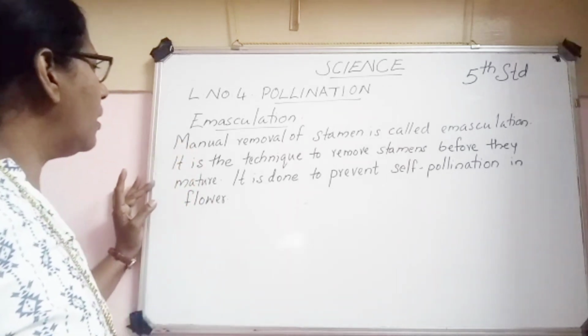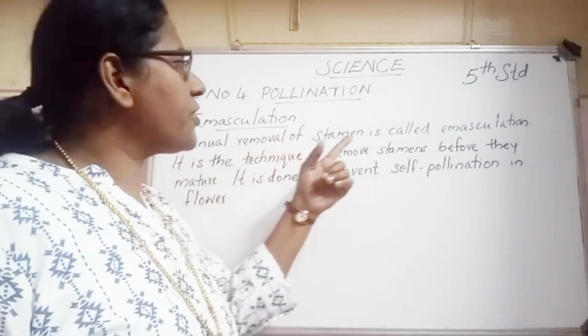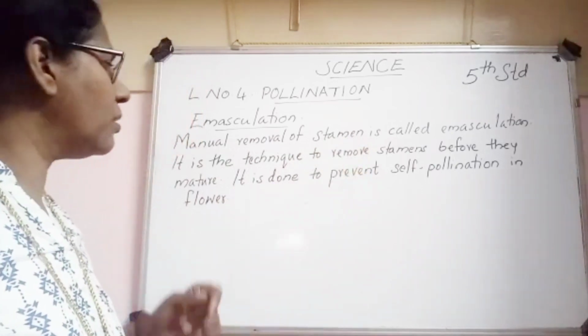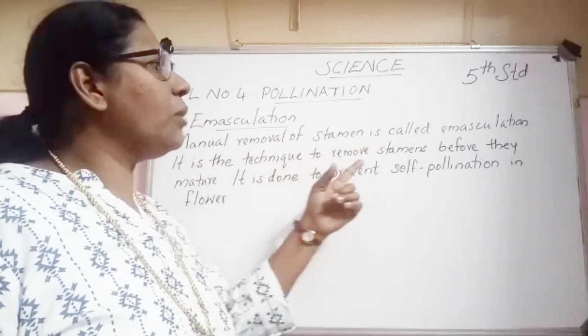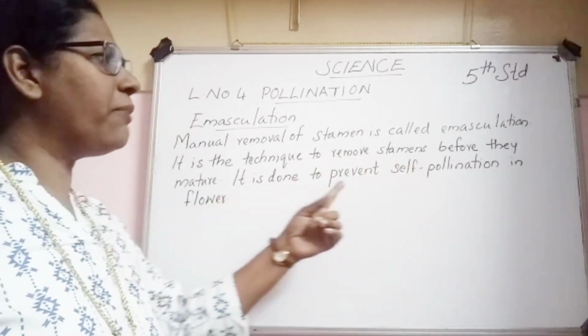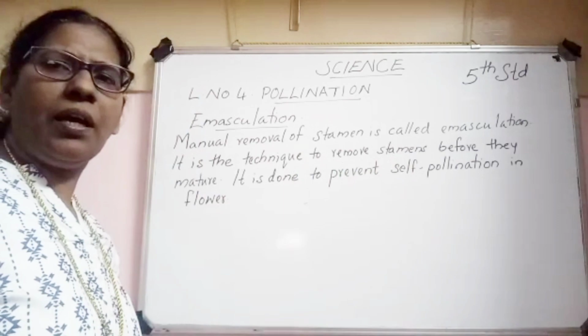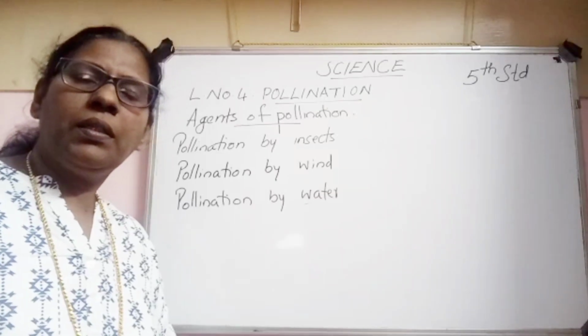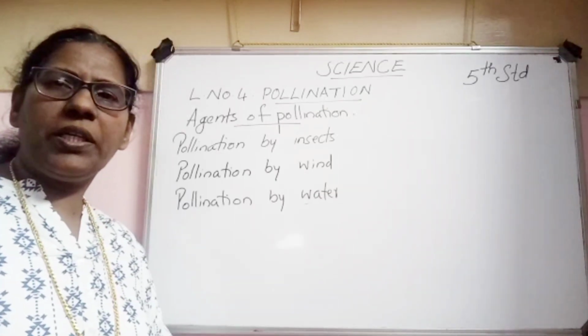Emasculation, manual removal of stamens, is called emasculation. It is the technique to remove stamens before they mature. It is done to prevent self-pollination in a flower. Now we'll see agents of pollination.